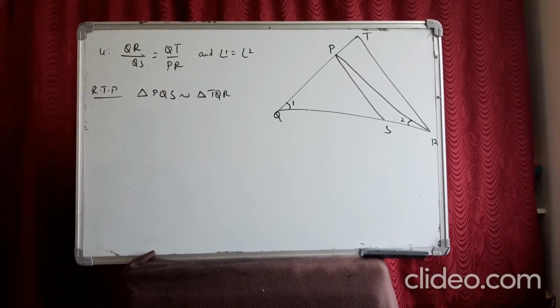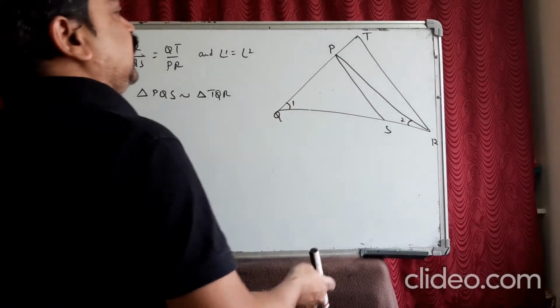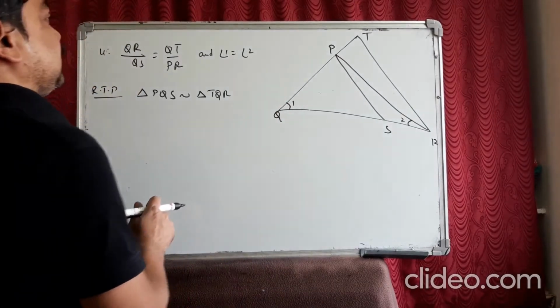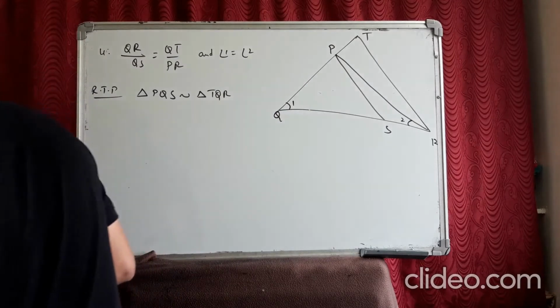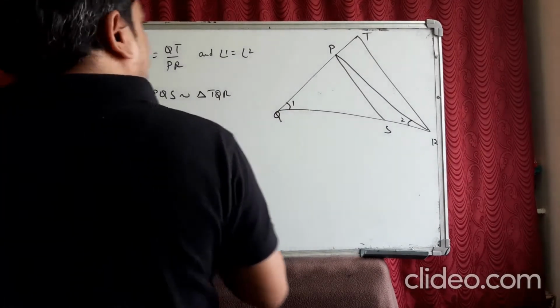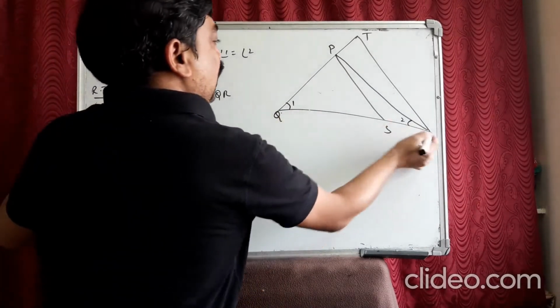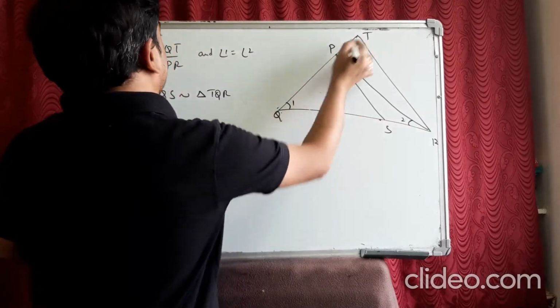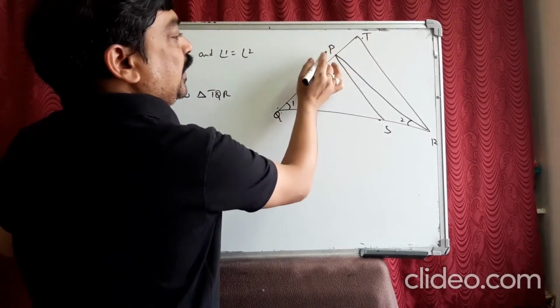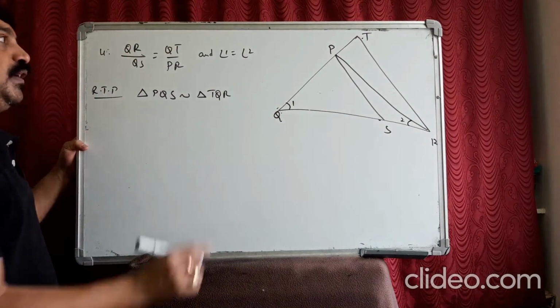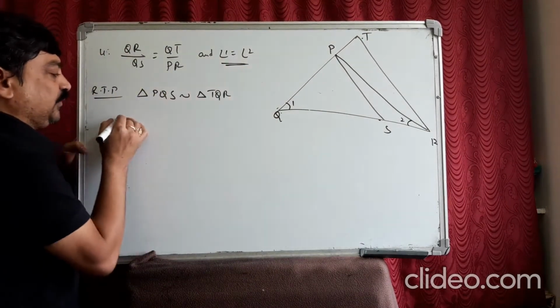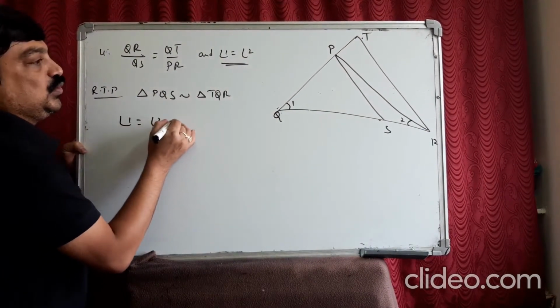Right, in the fourth question, what is given? This is the figure given here. From the figure, QR by QS is equal to QT by PR, which is given. But first of all, I use this condition: angle 1 equal to angle 2.